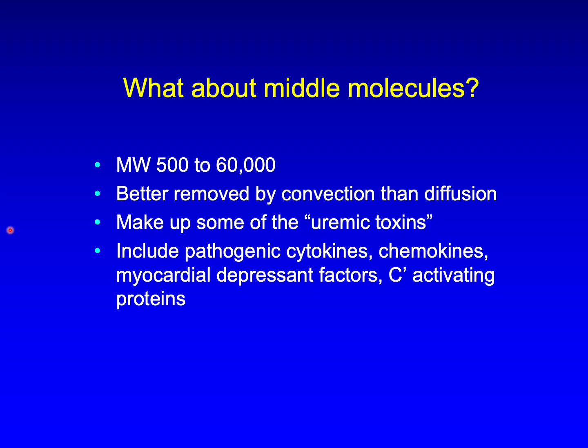Now a few words about middle molecule solutes, those with molecular weight 500 to 60,000. These are the ones that are less efficiently removed by diffusion than by convection, so CVVH and CVVHDF are better at removing them than dialysis is. Middle molecules make up some of the uremic toxins, of which there are about 130 identified, that are the substances that accumulate in renal failure and make people sick and make their physiologic processes not work well.